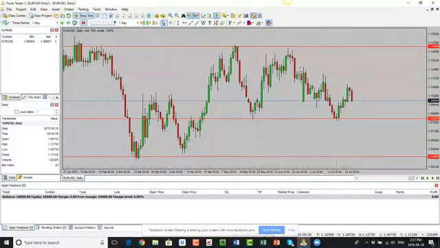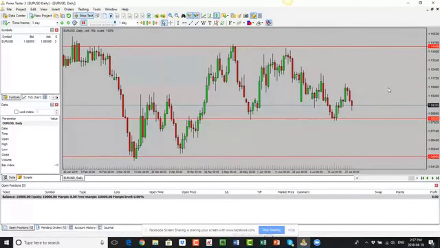So here, what do we see? We see price making lower highs. We have a solid bearish candle close, which kind of looks like an evening star, so I will look for price to drop from there. As we see, price drops. That's a bearish candle close, and I will look for price to drop further back into this support and resistance area at 108.25.